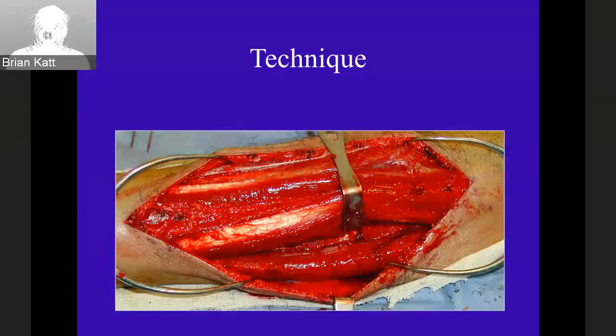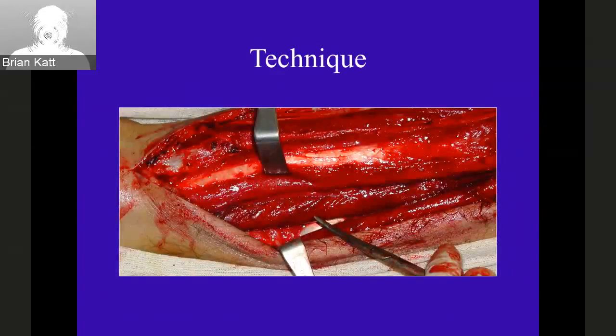And then there's just an example of the gastrocsoleus fascia being released. So now we need to go in and find our deep posterior compartment. So again, anterior is our lateral compartment. Posterior is going to be our superficial posterior compartment. And then there is going to be the fascia for our deep posterior compartment.